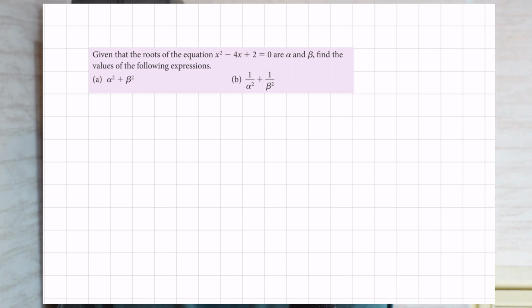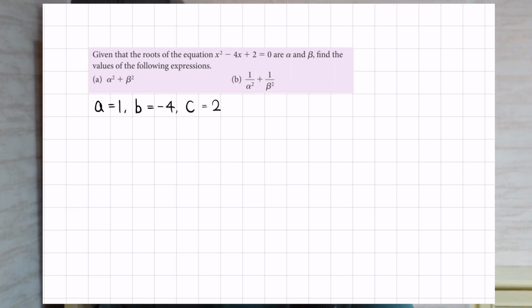So how do we find alpha squared plus beta squared given the original equation x squared minus 4x plus 2 equals 0? So still the first thing we need to do is to identify all the coefficients and find out the sum and the product of the roots of the original quadratic equation first. The value of a is 1 and the value of b is negative 4. And also, let me just write down the numbers. a is 1, b is negative 4, and also c is equal to 2.